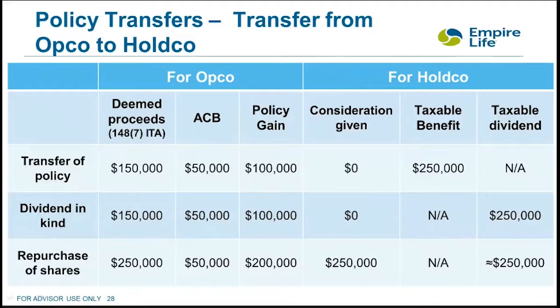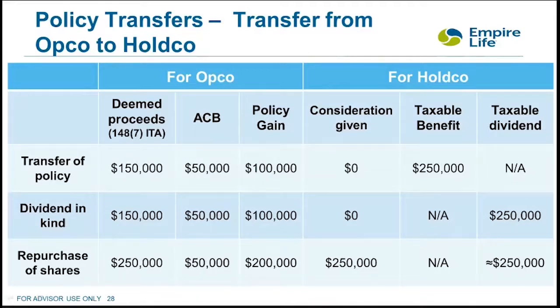In the second situation, where we look at the dividend in kind, opco is declaring a dividend to holdco. The value of the dividend will have to be equal to the fair market value of the interest in the policy of $250,000. So opco declares that $250,000 dividend for the policy to be transferred that way. The rules in 148(7) also apply in this case, which means the deemed proceeds to opco will be the greatest of consideration paid, cash surrender value, and the ACB. The deemed proceeds will be equal to the cash surrender value because, again, with the dividend in kind, the consideration given is deemed to be nil. So this results in deemed proceeds of $150,000 and a policy gain of $100,000.